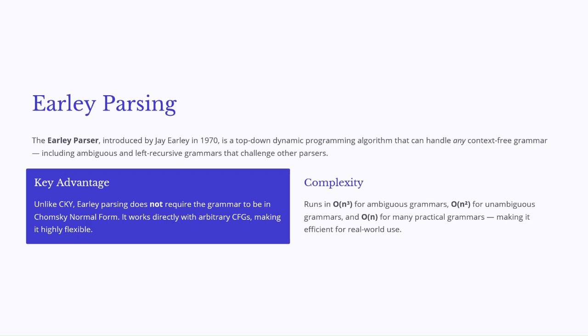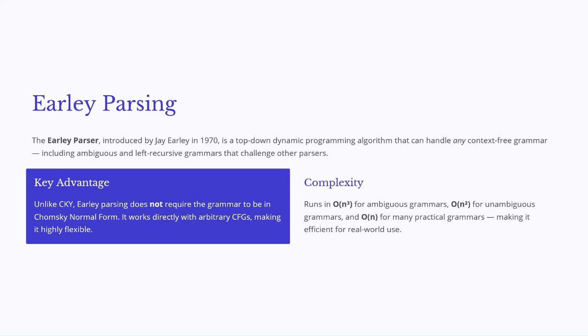Next topic is Earley parsing. This Earley parser was introduced by J. Earley in 1970, which is a top-down dynamic parsing algorithm. So if you compare CKY and Earley parsing, CKY is a bottom-up parsing technique, and Earley parsing is a top-down dynamic programming algorithm that can handle any type of context-free grammars, including ambiguous and left recursive grammars that challenge other parsers. This can be used for ambiguous sentences and left recursive grammars also. So there is no particular rule that it has to be in Chomsky normal form or something. So that is one key advantage here.